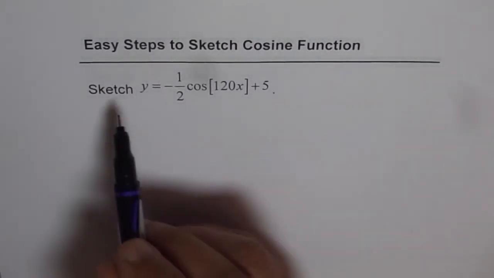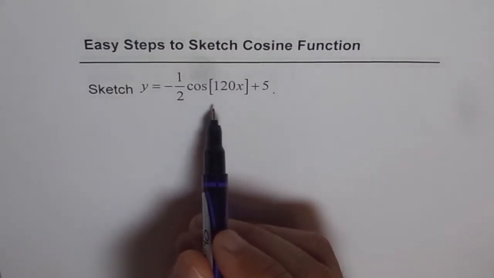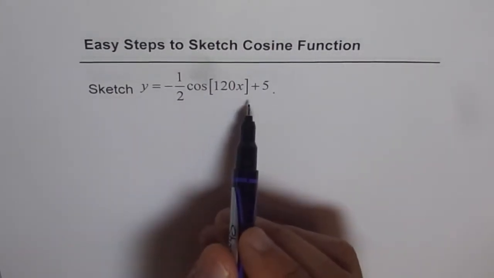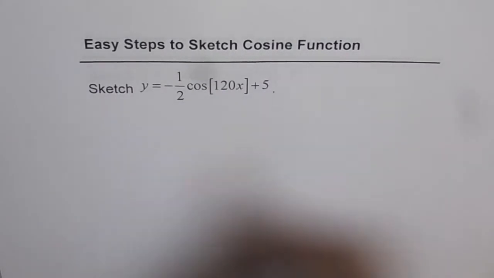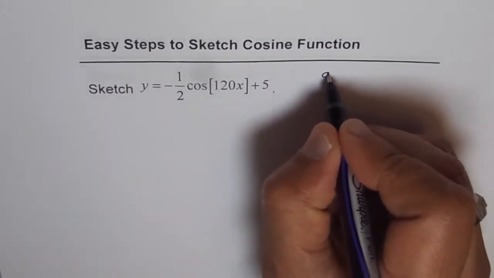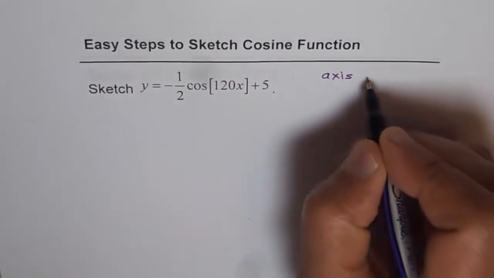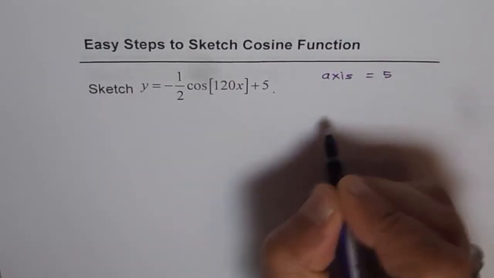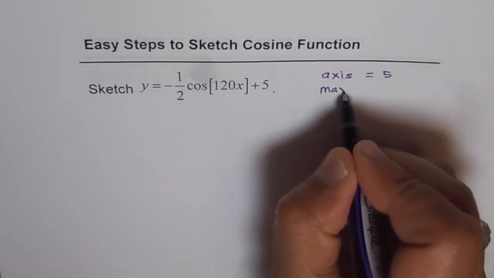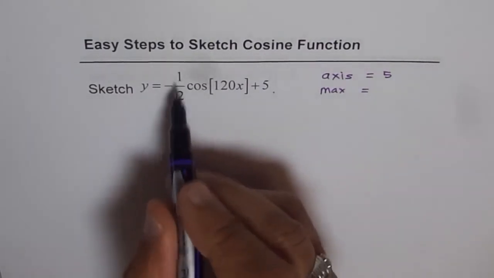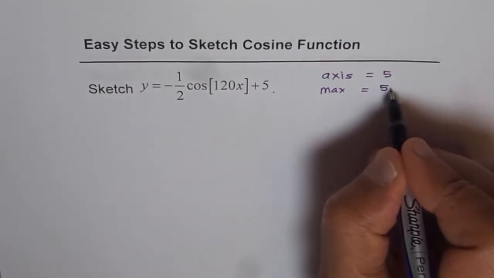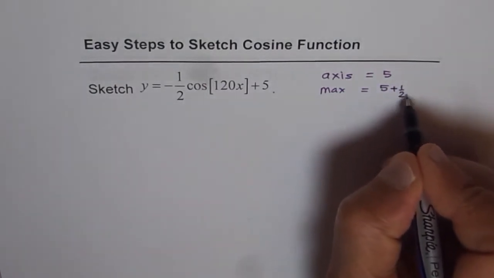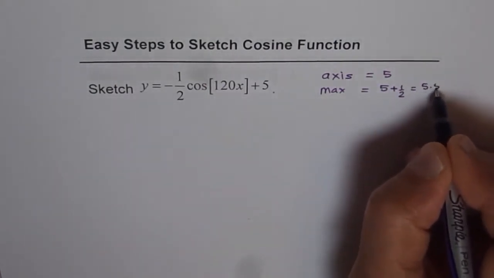Now, given a function, first thing we should figure out is what is known to us, right? So we know axis of symmetry is 5, right? That is the C value, or axis, let me write axis is equal to 5. Maximum value is how much? Maximum will be amplitude plus 5. That means 5 plus half. Let me write this as 5.5.